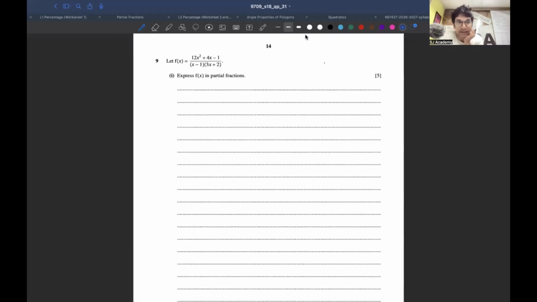In question 9, it says let f of x be (12x squared plus 4x minus 1) upon (x minus 1)(3x plus 2). In part 1, we have to express f of x in partial fractions. Just by looking at the fraction, you'll think we'll write it as a upon x minus 1 plus b upon 3x plus 2. However, we have to be careful of one thing, and that is if the power of x in the numerator and denominator is equal. In the numerator it is x squared and in the denominator it is x squared as well. Then we cannot write the partial fraction like this.